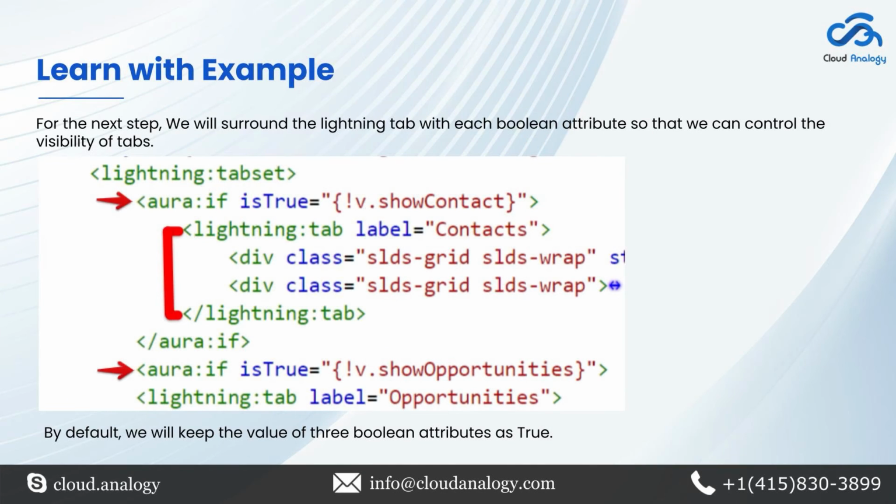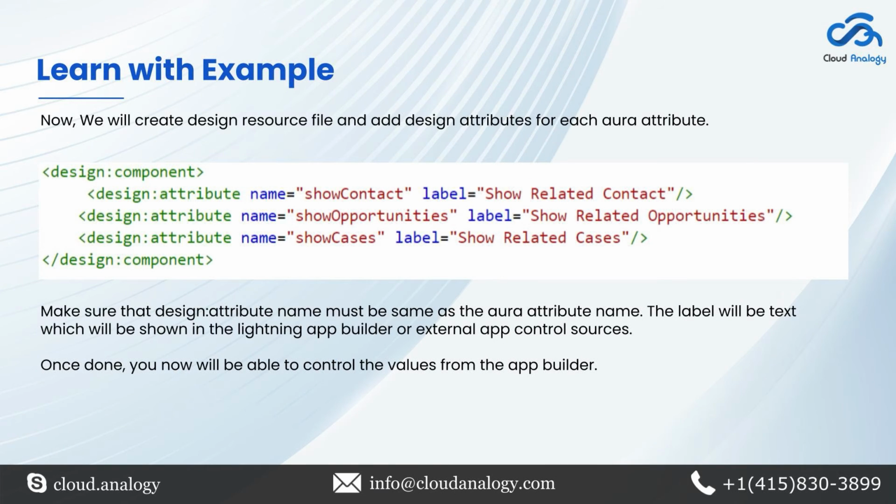As you can see here, we see these three values that control these three tabs. Try changing the value of one or more attributes and you will see the changes in the component. For that, I have disabled show related opportunities and show related cases. Now it will automatically hide the opportunities and cases tabs. For this functionality, we don't have to change the code again and again. We just have to go to the Lightning app builder and choose the value of whichever tab we want to select.